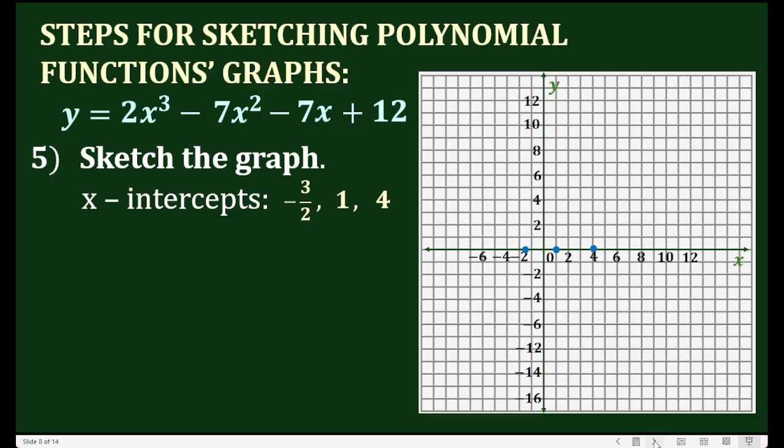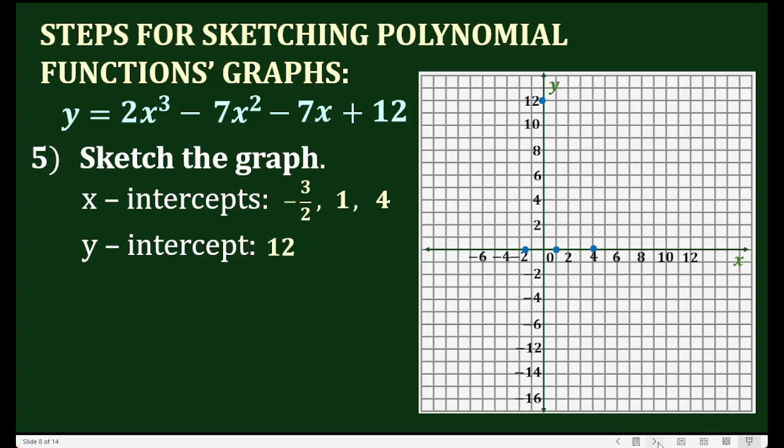Next, we have the y-intercept, which is equal to 12. So locate the coordinate 12 along the y-axis. And this is where we are going to plot the point. Then using smooth curves, we're going to connect these 4 plotted points.